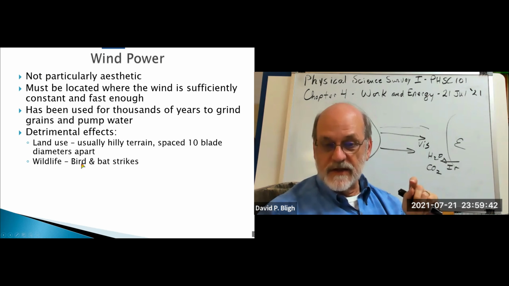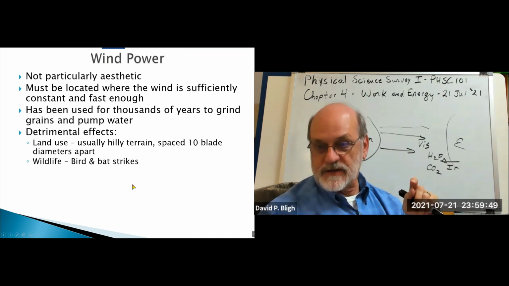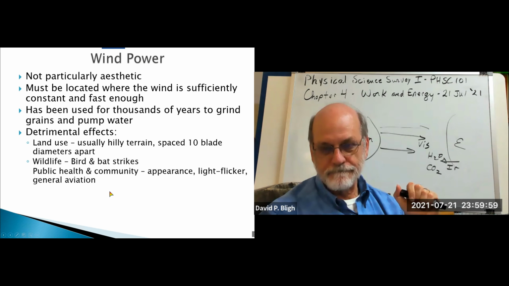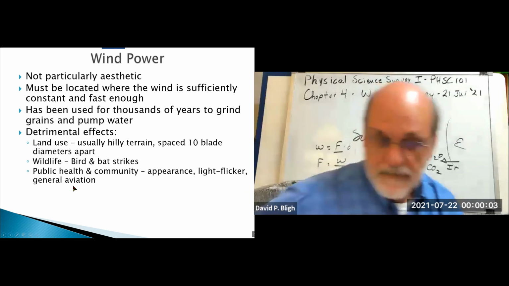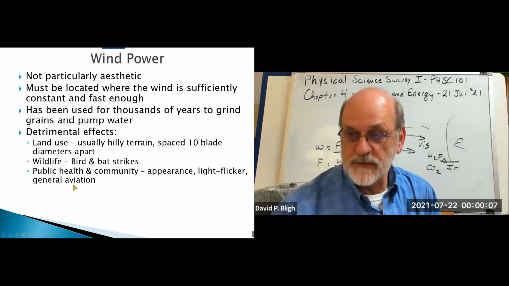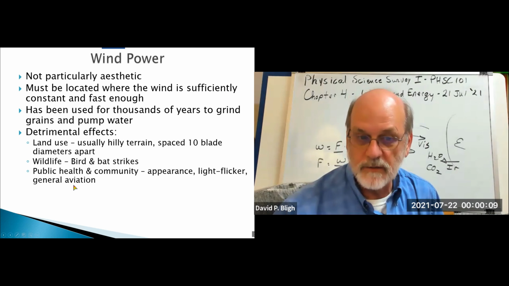These spinning blades cannot be detected by birds easily. And even bats get confused by them with their sonar. And lots of wildlife is killed by these spinning turbines. I mentioned the light flicker. General aviation, they have to be well lit and identified so that small planes flying at low altitude won't run into one of them.